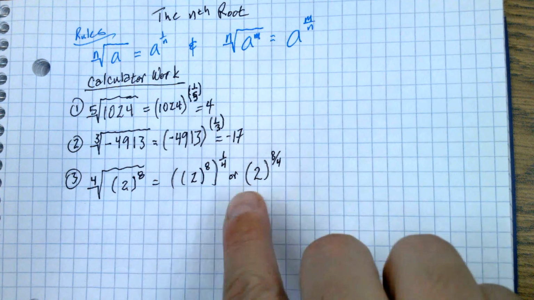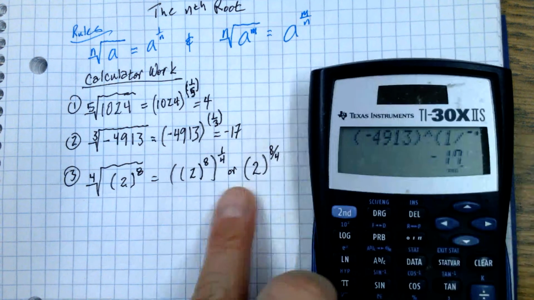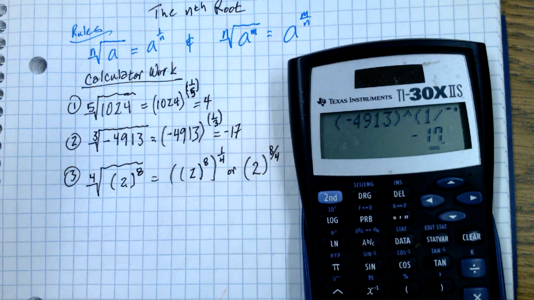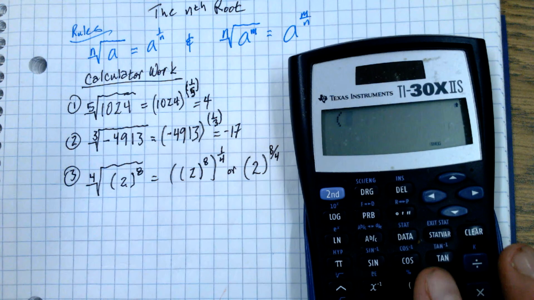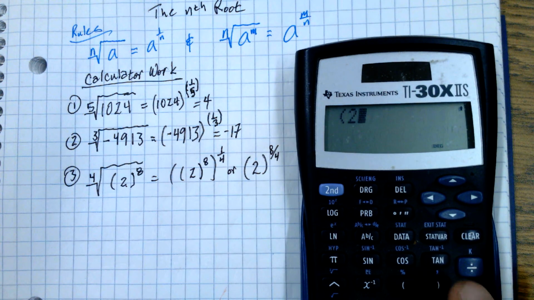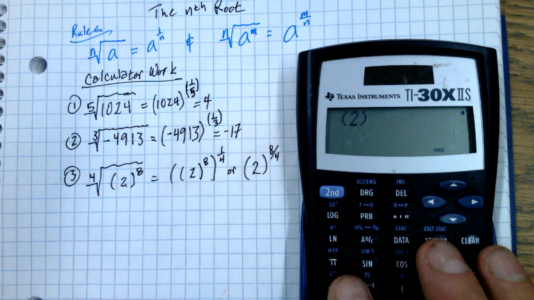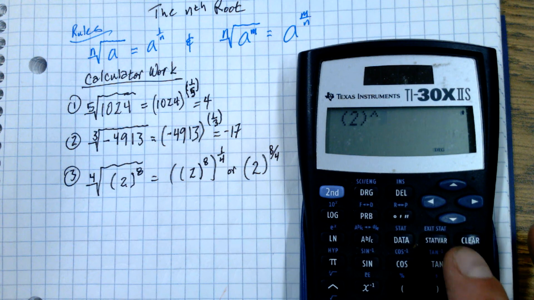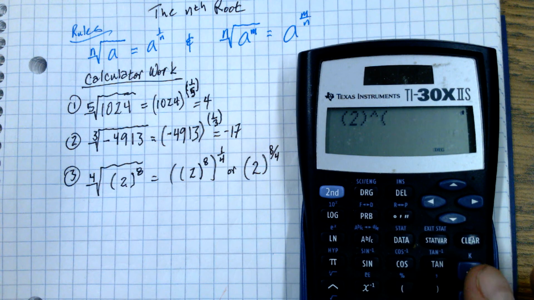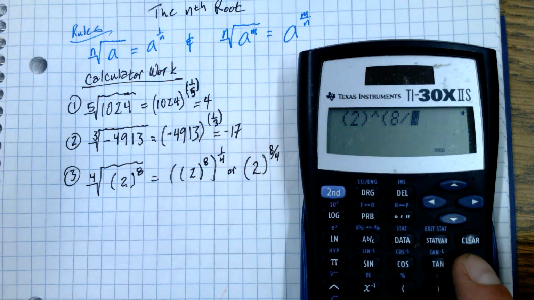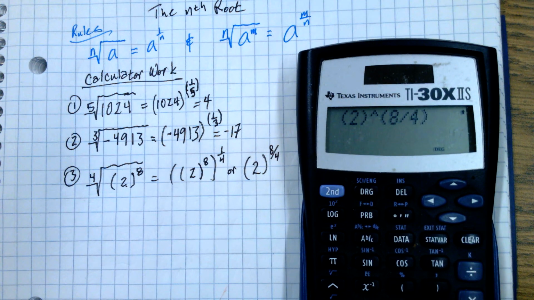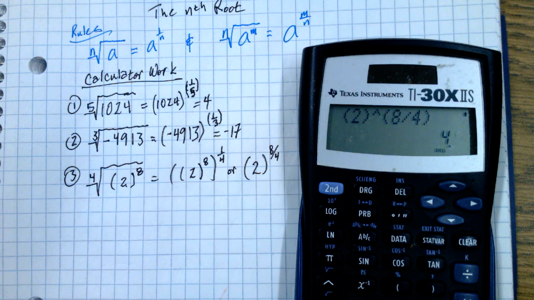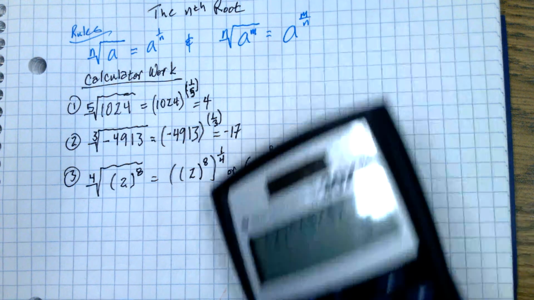But let's check. Let's enter in this one. So parentheses, 2, close parentheses. We're going to raise that to the 8/4 power. And we get 4, which is 2 to the 2nd power.